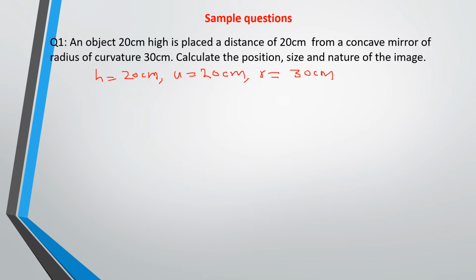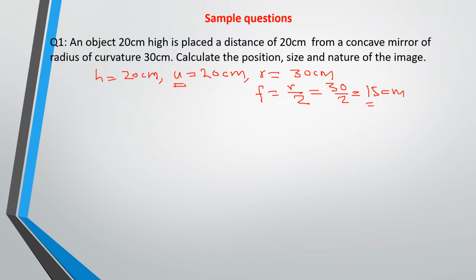Now we have said that focal length is equal to R over 2. So the focal length is 30 over 2, which gives us 15 centimeters. So the focal length is equal to 15 centimeters. Alright, so this is the focal length. Now, since we know the focal length and the object distance, we can look for the image distance.